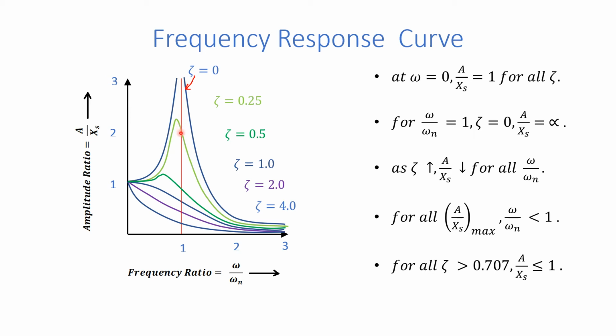For zeta 0.25, zeta 0.5, zeta 1, zeta 2, zeta 4, we have different plots. This plot is zeta 0.25, this is zeta 0.5, this is for zeta 1, this is for zeta 2, and this is for zeta value equal to 4.